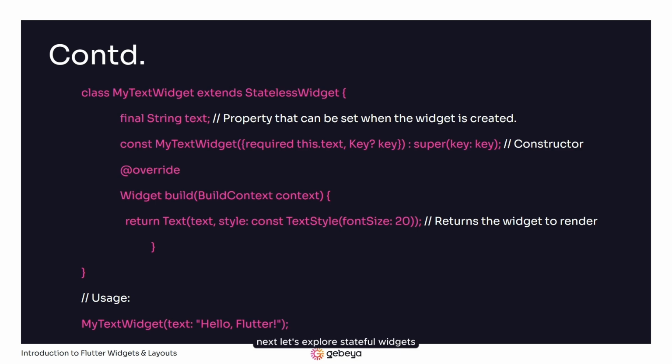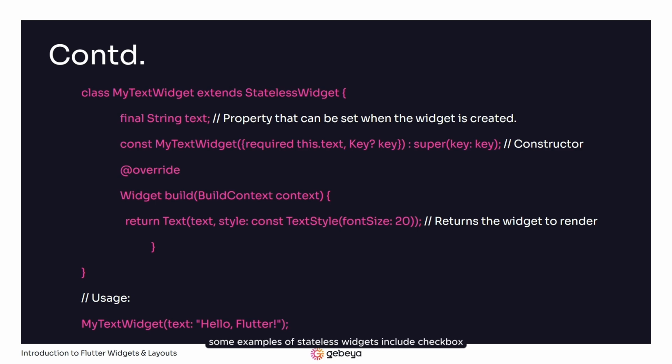Next, let's explore stateful widgets, which allow your app to manage and update data that changes over time. Stateful widgets themselves are immutable, but they create and manage a state object that holds the mutable data for that widget. This structure allows your UI to update in response to user input or other events, making it perfect for interactive components, animations, and anything that needs to update dynamically.